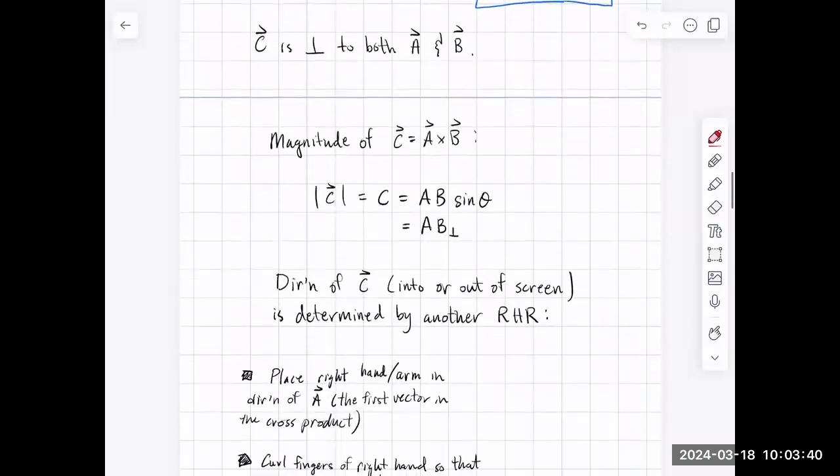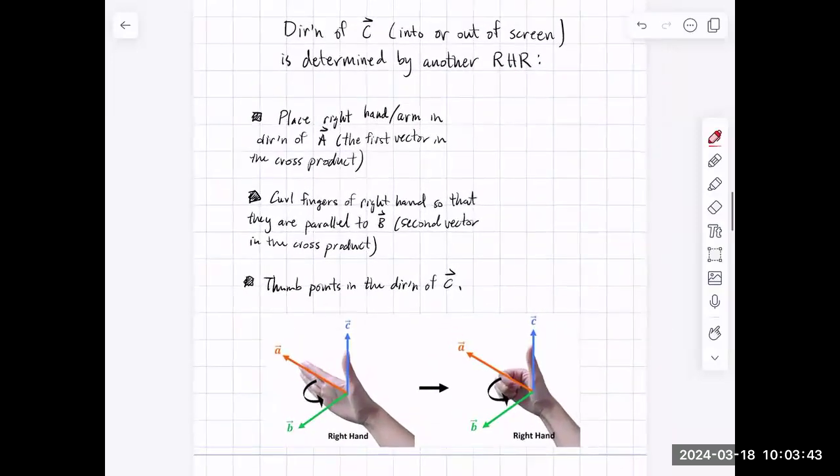We had another right-hand rule for determining the direction of the vector C. This one was a little more complicated. There's a few more steps. So what you can do is you take your right hand. Let's do A cross B. We go in the direction of A, we put our right hand, and then we curl our fingers to be parallel to B. B is kind of pointing out of the screen, and then my thumb points up. That's the direction of C. The result of a cross product, A cross B, C will always be perpendicular to both A and B. That means it's either pointing up or down with respect to the plane that's formed by A and B, and whether it's up or down is determined by this right-hand rule.